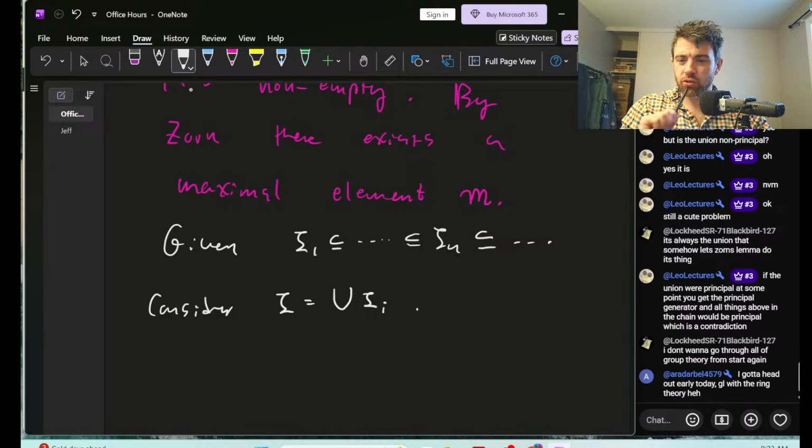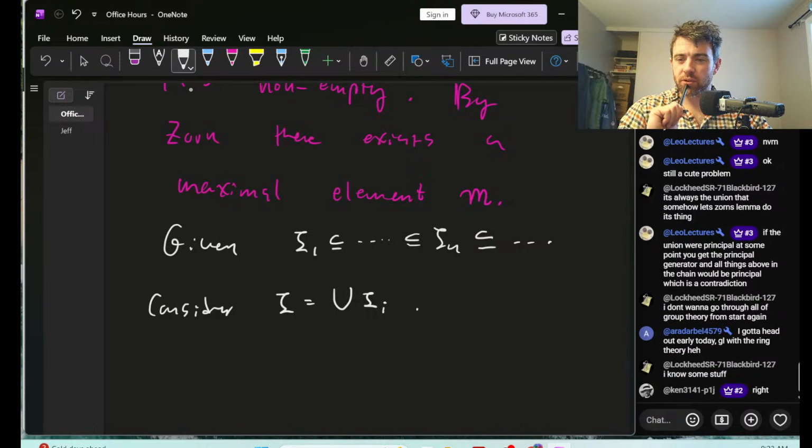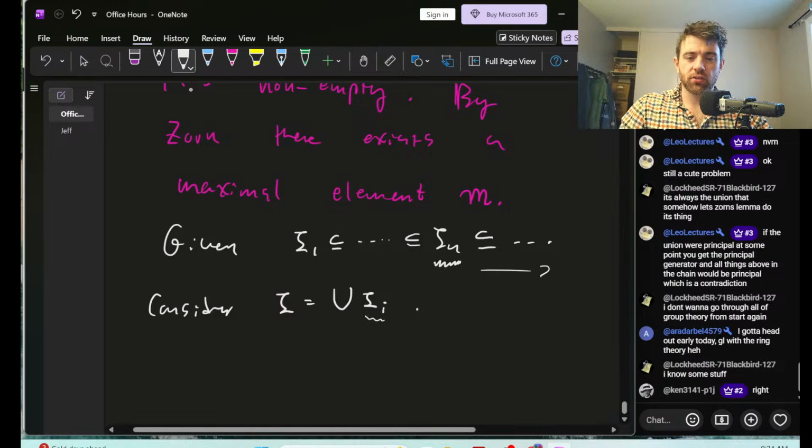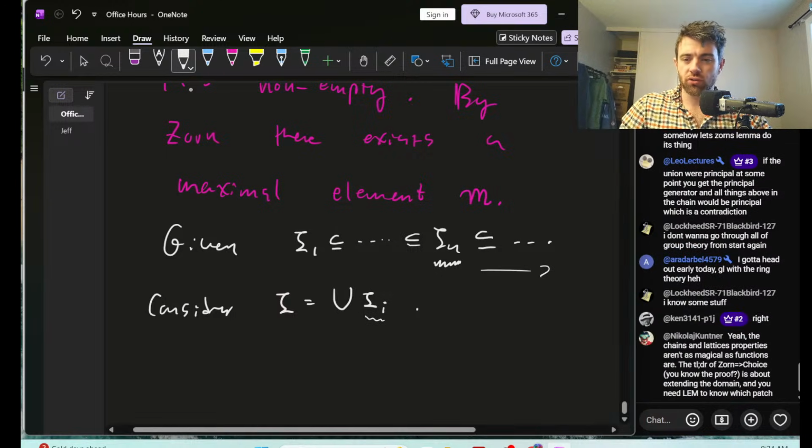If the union were principal at some point, you get the principal generator, and all things above in the chain would be principal. But why are you assuming that it is principal at one point? Oh, because right, the principal generator would have to lie in one of these. Right. Nice job, Leo. That's a good one.